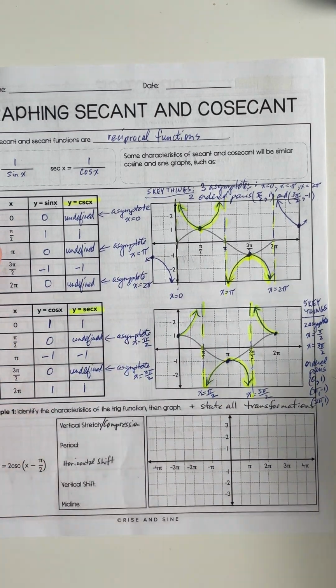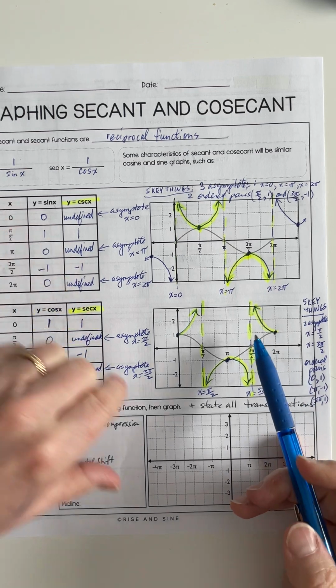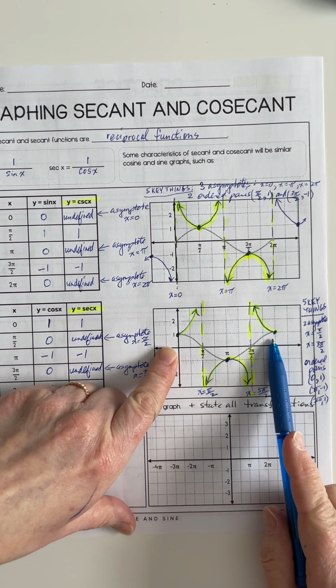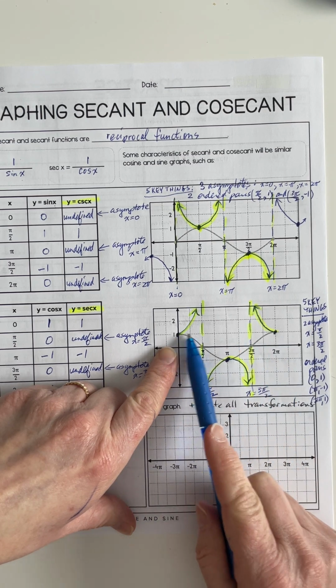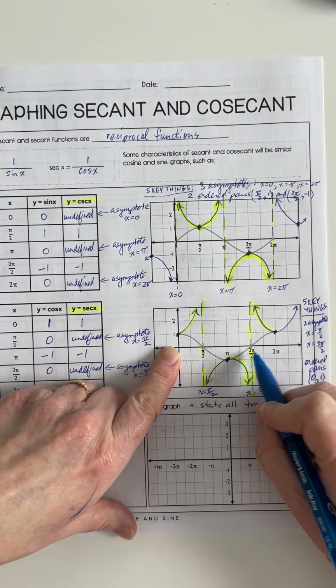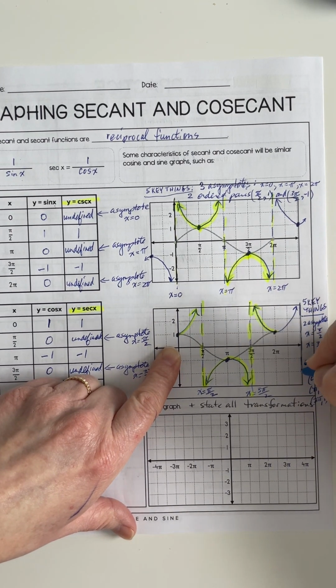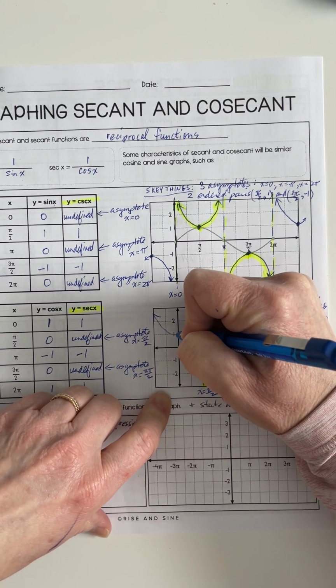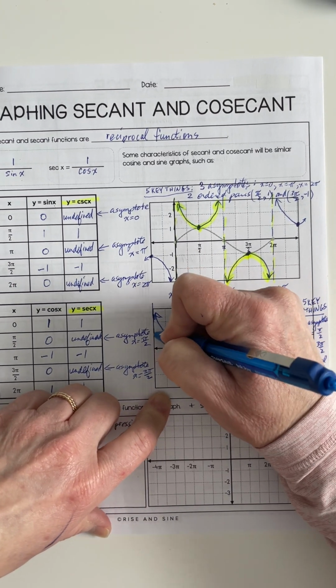Let's continue on the pattern. Again, this pattern starts repeating after 2 pi. So the period is 2 pi. So this will repeat up like this. And there will be another asymptote here. This will repeat up like this. Oops. And there will be another asymptote here.